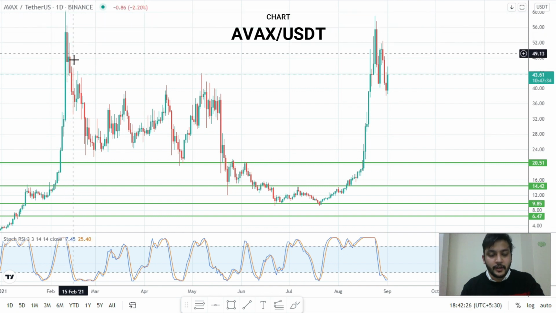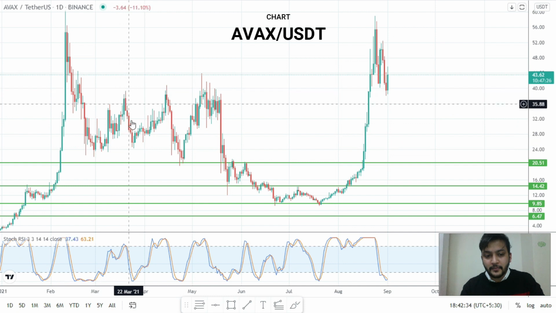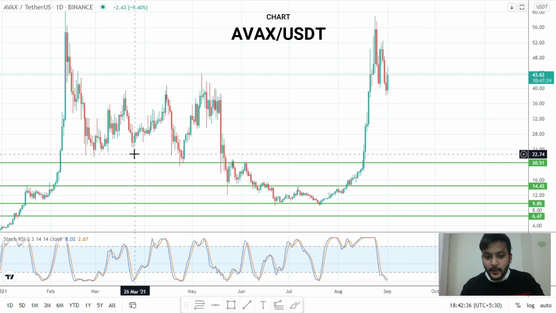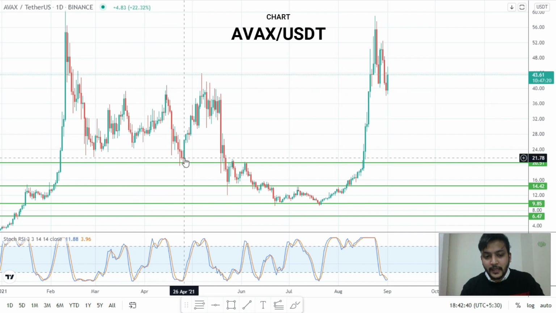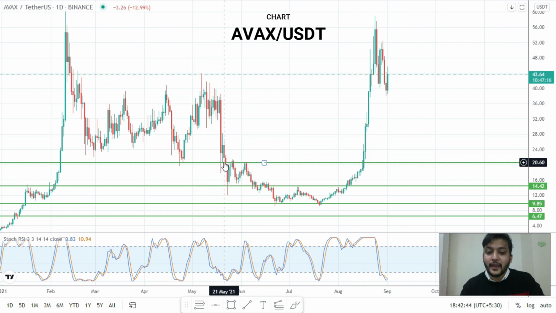And then we saw a little bit of correction and it dropped back towards the $20 region. So this was the first tap of support. It went up ahead and again came back towards the $20 to $24 region, which was the second tap of support. It went up, came back towards the third tap of support, and went up and came back towards the fourth and final tap of support.